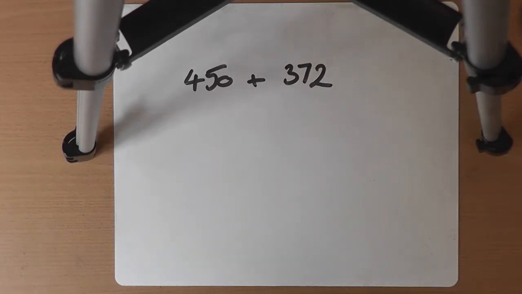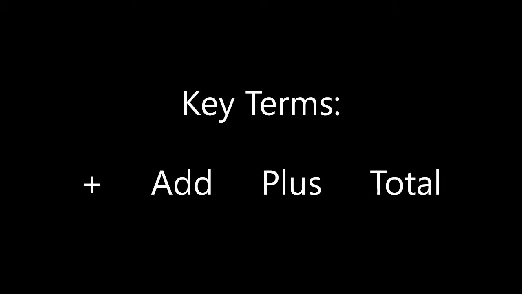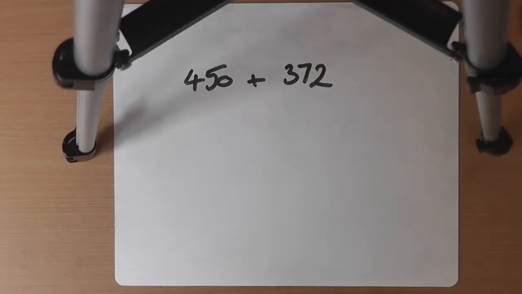Imagine we were given this as a question, 450 plus 372. First thing we want to be clear on is this symbol in the middle, this add symbol, plus or add, whichever we prefer to use. And we are given this question, 450 plus 372.